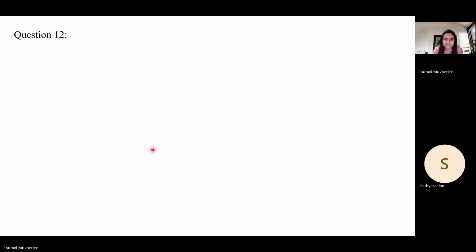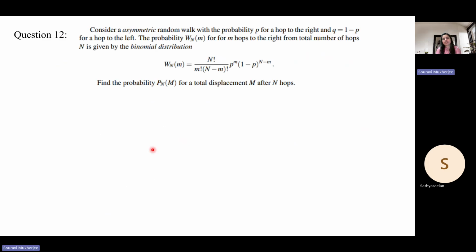Now, based on that, we can try to solve this kind of question, which says: consider an asymmetric random walk with probability p for a hop to the right and q for a hop to the left. The probability for m hops to the right from a total number of hops N is given by this distribution. That's the typical definition of the binomial distribution. Now find the probability P_n(M) for a total displacement of M after n hops.